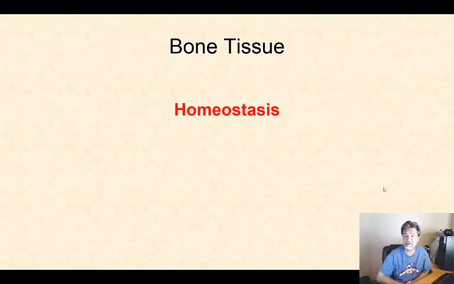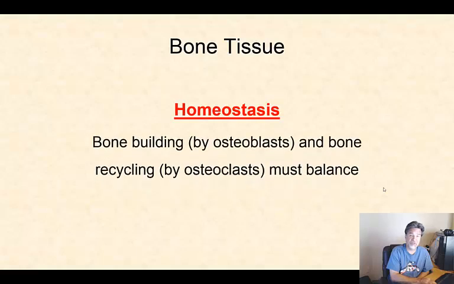Bone tissue. How do we maintain homeostasis of bone tissue? Well, our last video is going to be all about that, and it's through hormonal control. But homeostasis of bone tissue is accomplished through the two cell types of the osteoblast and osteoclast. And it's all about how one is building up the bone and one is breaking it down. And you want those to be pretty much even. And if one begins to dominate over the other, you're going to have some issues.